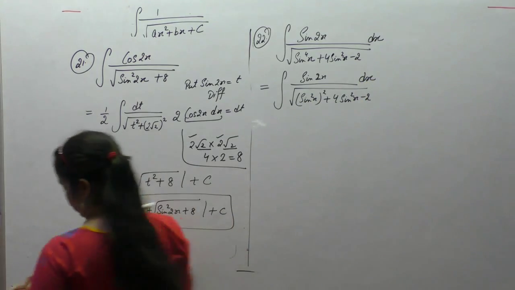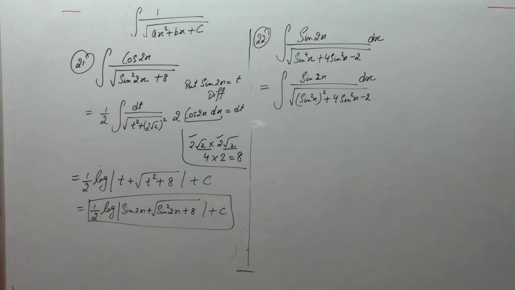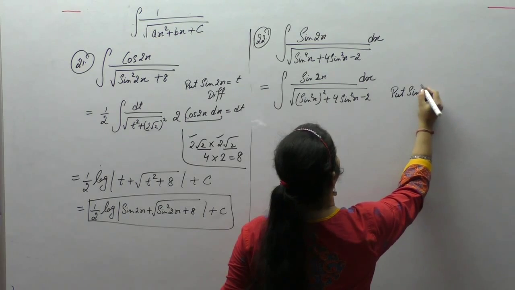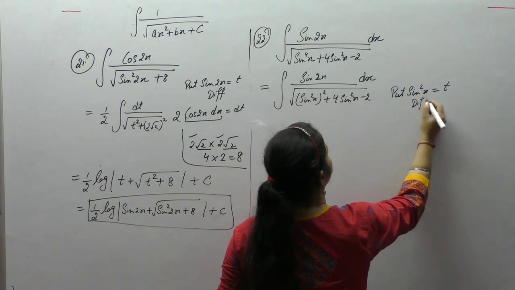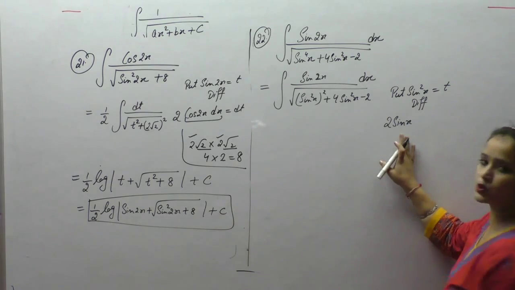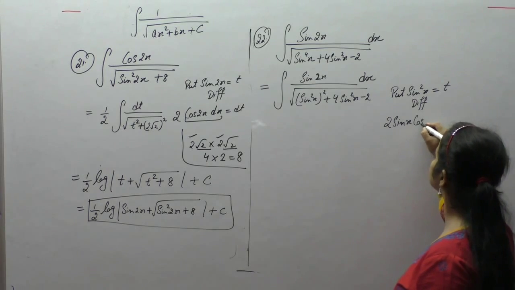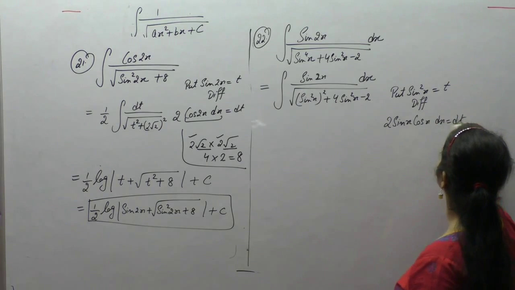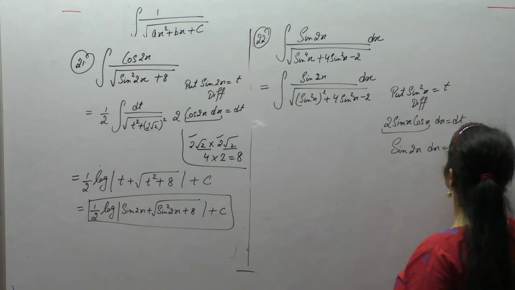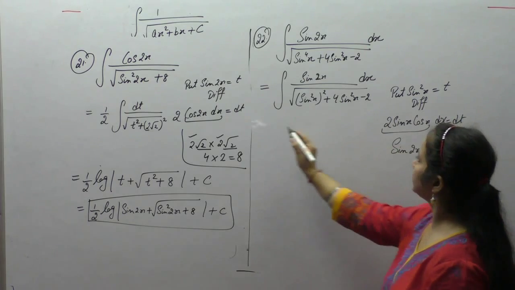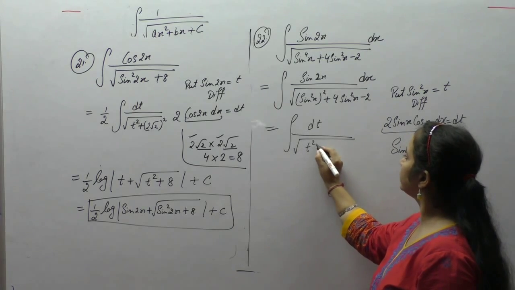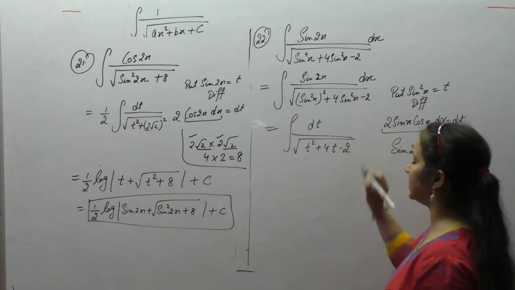To make it quadratic, we put sine square x as t. The derivative of sine square x is 2 sine x, and the derivative of sine x is cos x, so 2 sin x cos x, which is sin 2x, dx is equal to dt. So we get the integral of dt upon square root of t square plus 4t minus 2.